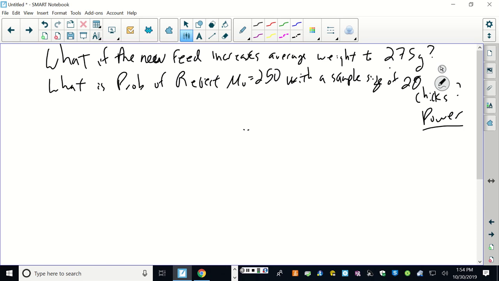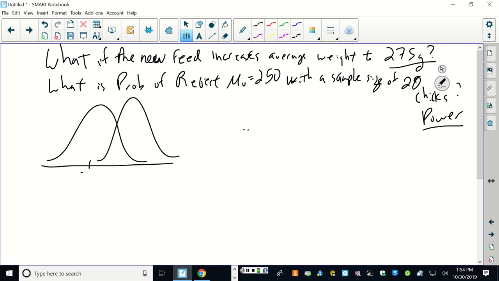So if it's really 275, we have our two pictures. Like this, the null is at 250, and this one's at 275. Our rejection regions are 272 here, or 228, and below. So we want the probability under the 275 curve that we're bigger or smaller in those rejection regions. Rejection regions are these two things.